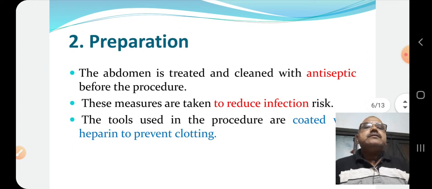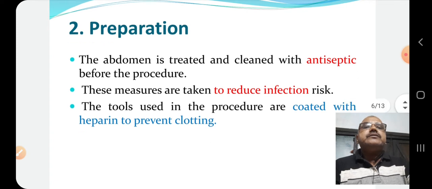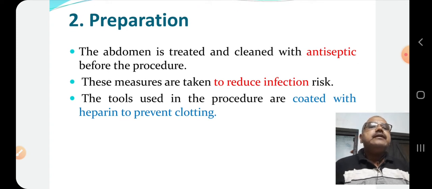Preparation is the second step in amniocentesis. During preparation, the abdomen is treated and cleaned with antiseptic before the procedure. These measures are taken to reduce the chances of infection. The tools used in the procedure are coated with heparin. Heparin is an anticoagulant. It prevents the clotting of blood at the site of injury.